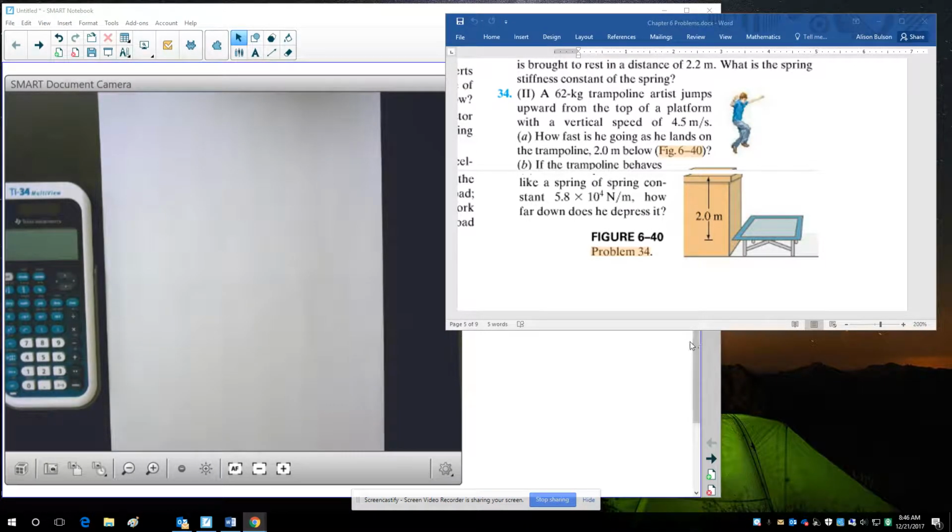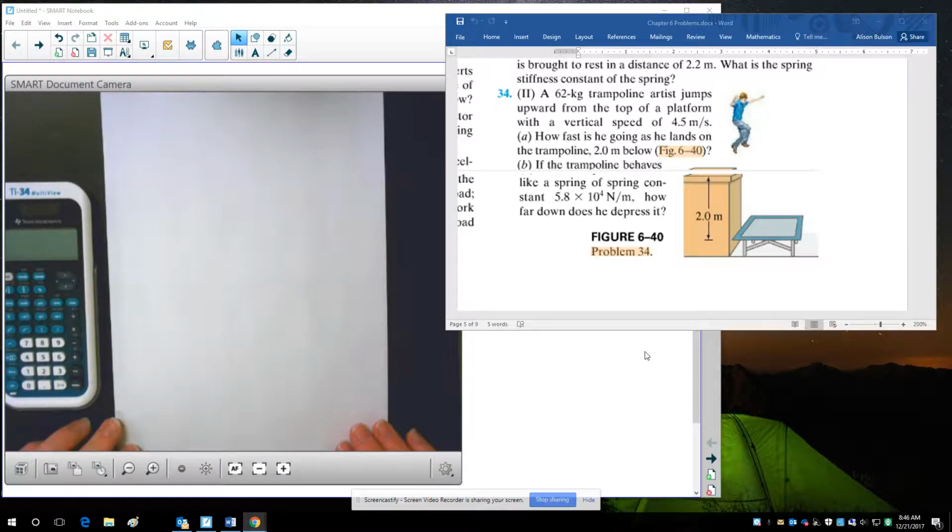Hello, AP Physics students. I'm using this video to respond to some questions about the Chapter 6 work, energy, and power assignments. One question I've had asked a couple of times is a solution of problem 34. So this is an interesting problem involving conservation of mechanical energy, thinking about all three forms of mechanical energy: gravitational potential, kinetic, and spring potential energy.